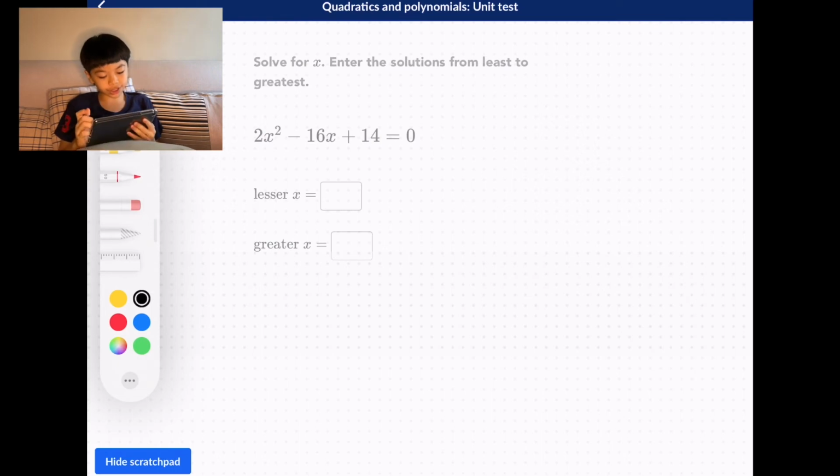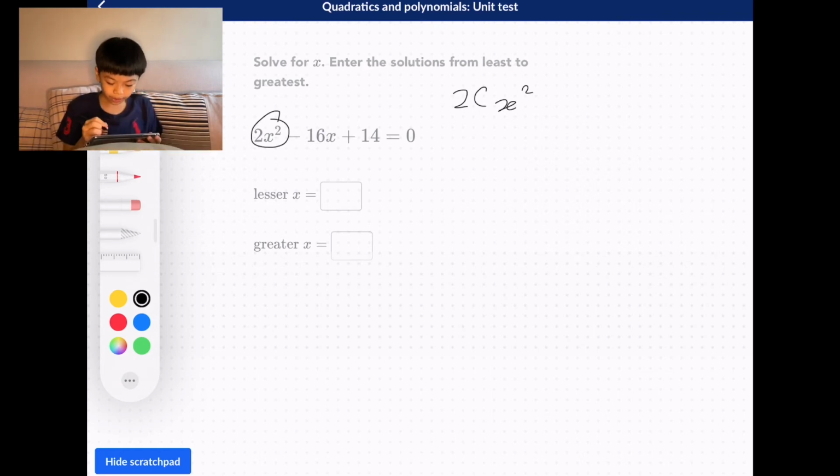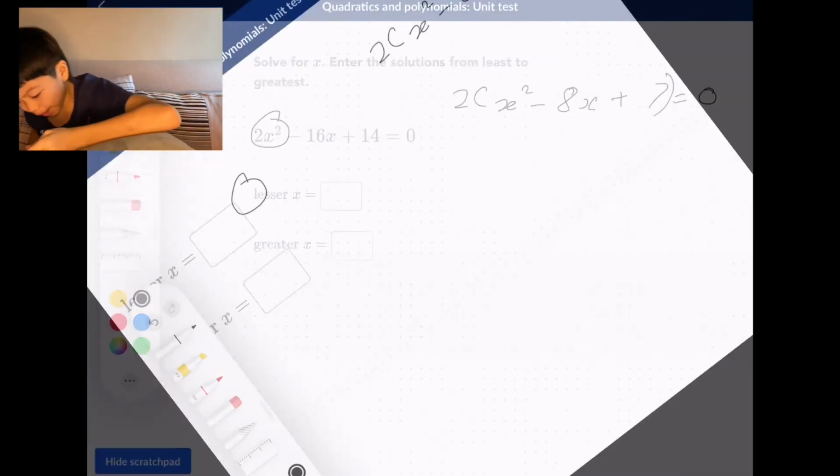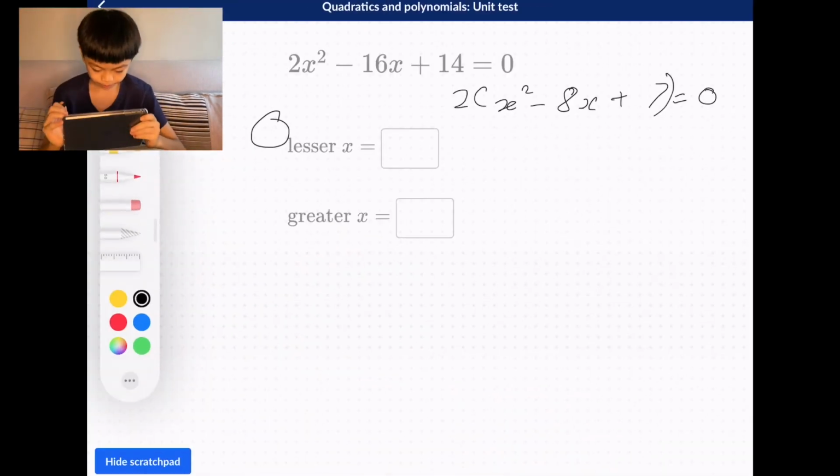Alright, this is a little bit complicated for some people, but normally what I would do is simplify that to 2x squared minus 16x divided by 2, which is 8x, plus 7 equals 0. That's how you do it. Anyways, now back onto the formula.